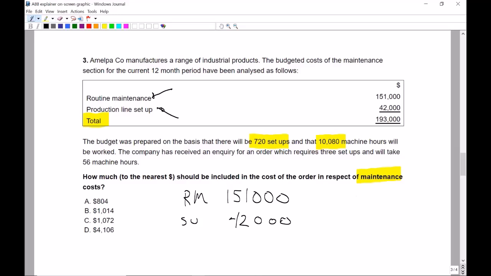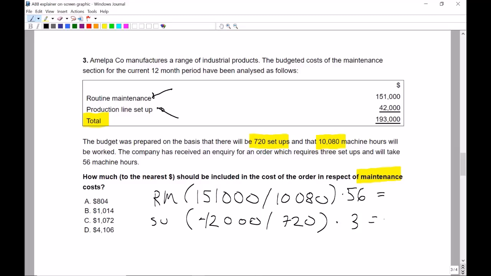We'll divide the maintenance costs by the total number of hours. We will divide the setups cost by the number of setups. That will give us a cost per driver. Once we have that information, we can multiply the cost per driver by the activities that will be consumed to produce this order. So the maintenance will be running the machines for 56 hours, and we will need 3 setups.